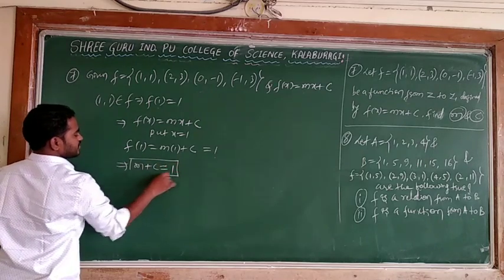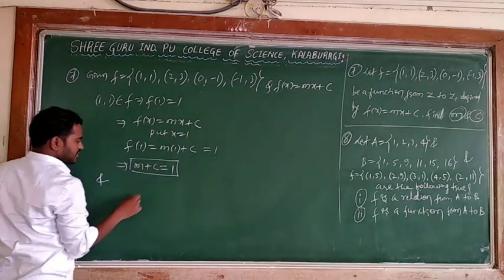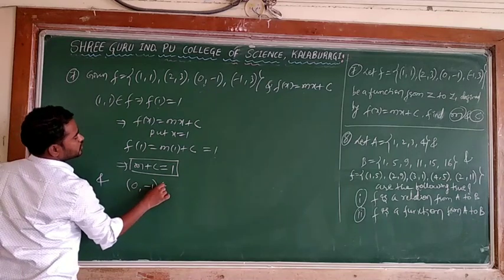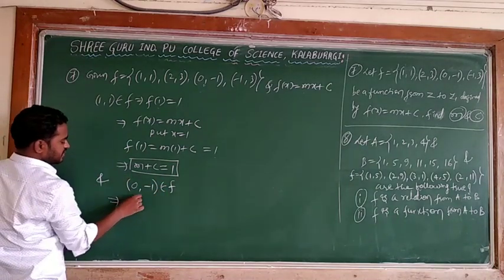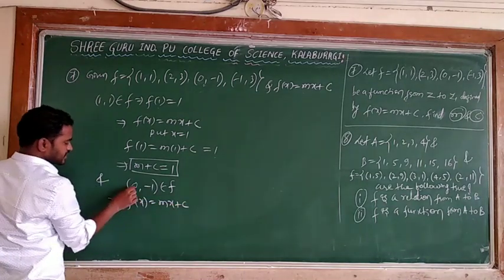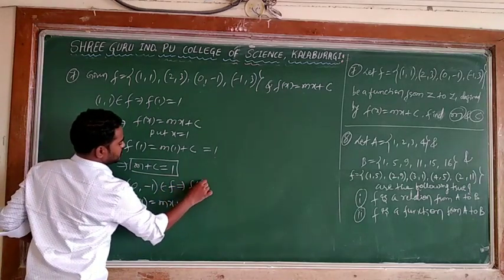Okay, that's the value. And I will say 0 comma minus 1, like the previous one. 0 comma minus 1 belongs to f. It implies that f of x is equal to mx plus c. I will put x is equal to 0. So you can say that f of 0 is equal to minus 1.